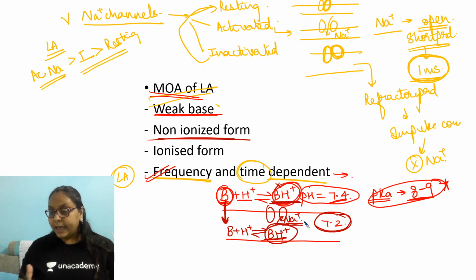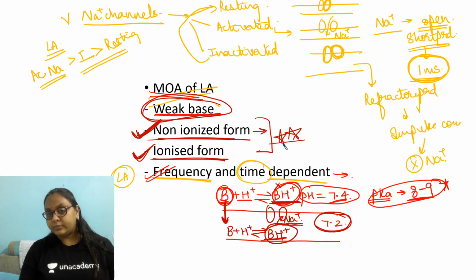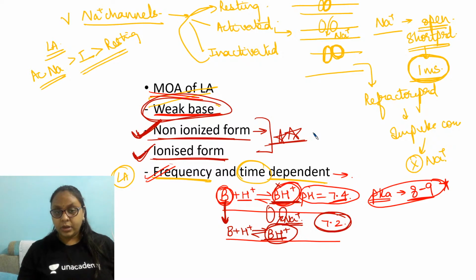Is it clear, Dr. Ehsan, Dr. Vikrant, Dr. Sejal? Is it clear? So the mechanism is, remember, they are weak bases. They will penetrate the membrane only in the non-ionized form, but they will block the sodium channels only in the ionized form. This is a very important point, okay. And the action is frequency and time dependent, okay. Is it clear? Any doubts in this?